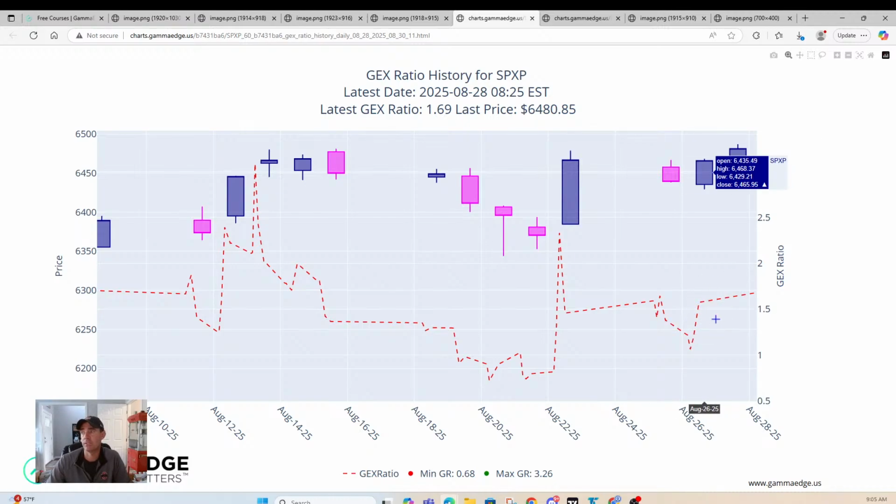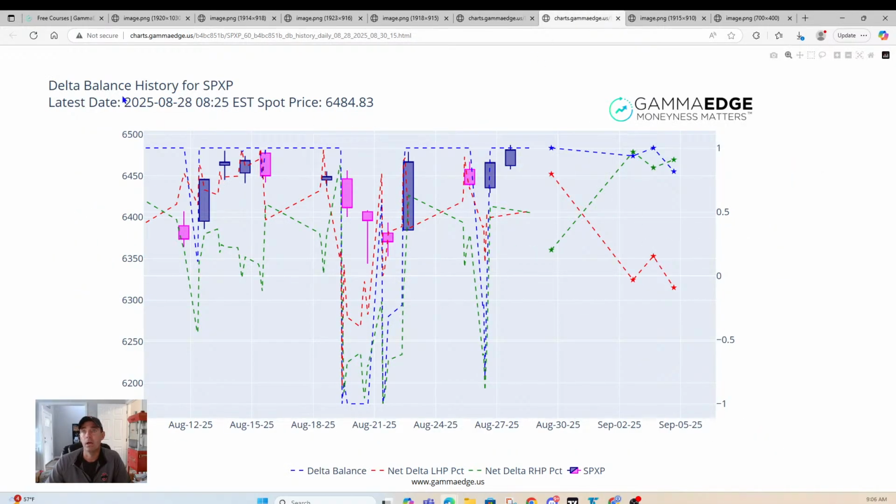So we'll continue to watch this. But as of now, steady as she goes, bullish call speculators are in control of the overall market. SPXP delta balance, this is where we separate above and below spot price. So the green is the right-hand plane above spot price, the red is the left-hand plane below spot price, and then the blue dotted line is the aggregate of the two of these. Again, staying above zero indicates call speculators are maintaining overall control, as well as bulls.